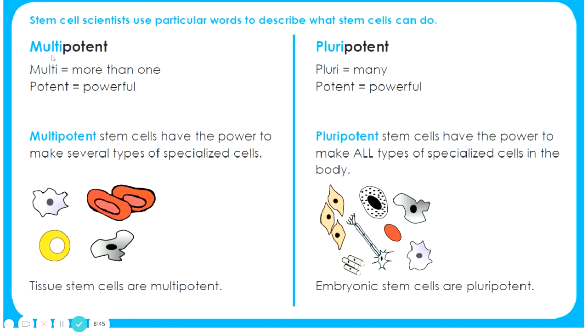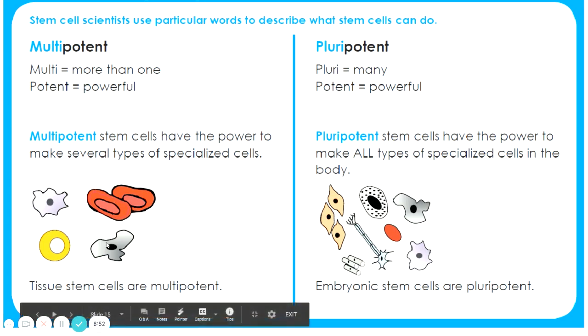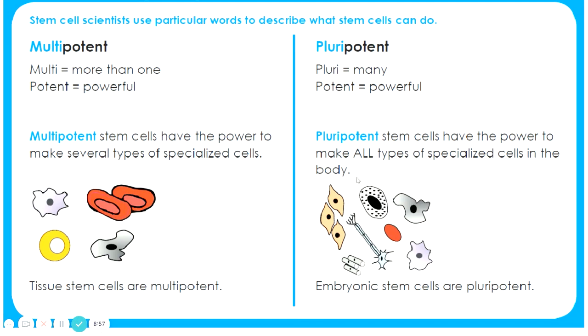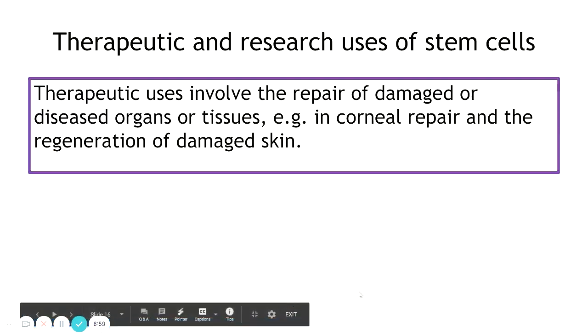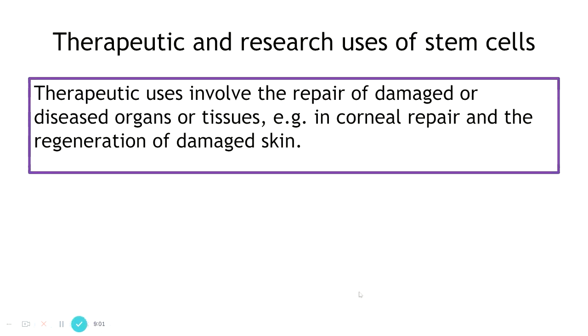So multipotent: multiple potential to become any cell within that tissue. Pluripotent has potential to become all specialized cells, but we obtain it from the embryo. Now we can use them for different things.